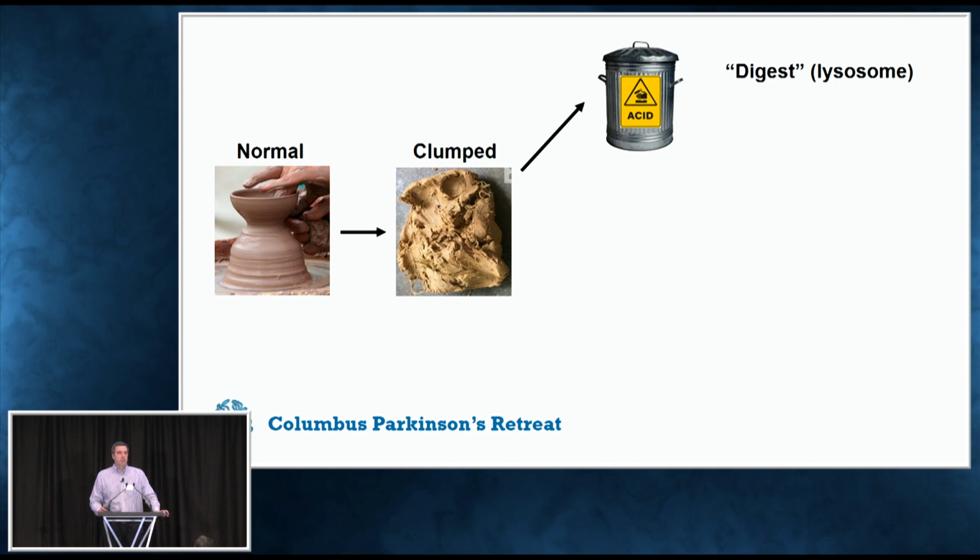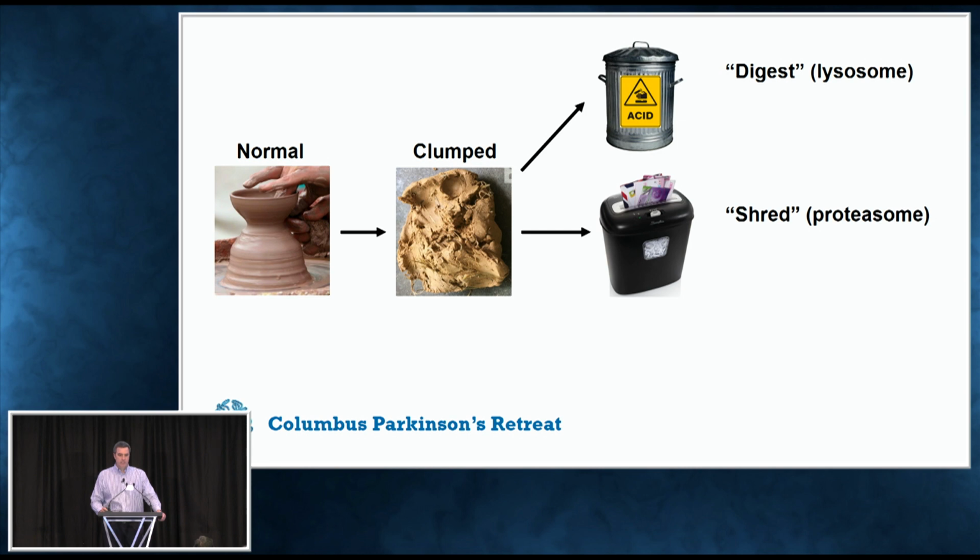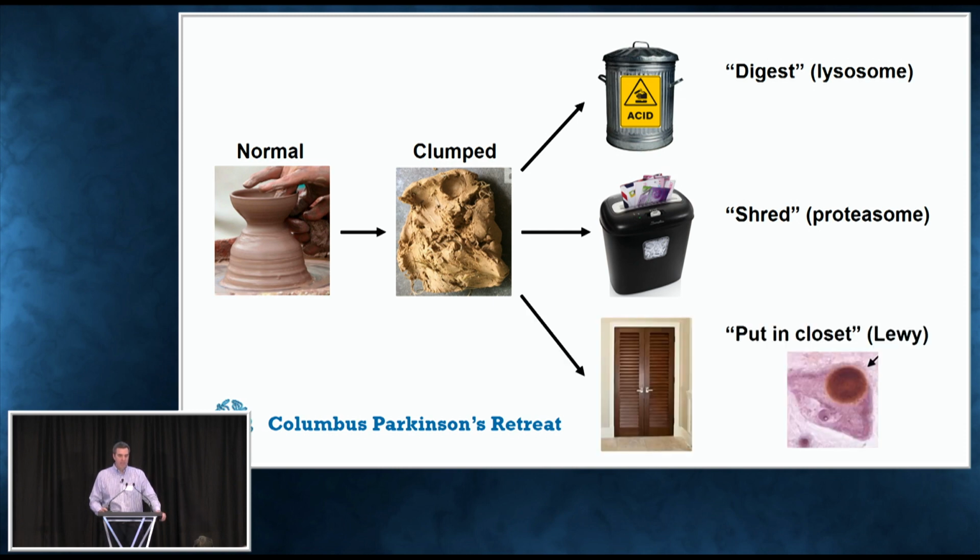If a protein becomes abnormally folded or modified in some way, the cells have very robust ways to get rid of the abnormal protein. There are lysosomes within the cells, which are basically trash cans with acid in them, and you can acid digest the clumped proteins. There are proteasomes within the cells that are like paper shredders, and you can actually shred up the proteins to get rid of them. And then there are mechanisms, and this is a little bit more controversial perhaps, of maybe taking these proteins and putting them in the closet.